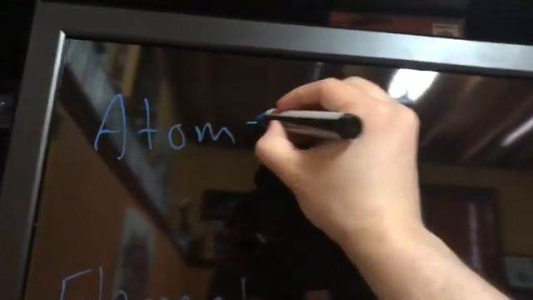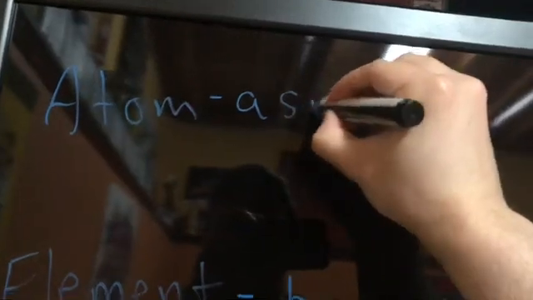Now an atom is just a single piece of an element. So, for example, if I use the oxygen example, that would be one oxygen atom. If I use the hydrogen example, that would be one hydrogen atom. So it's just one tiny little piece of an element.